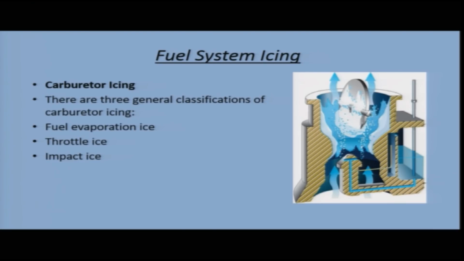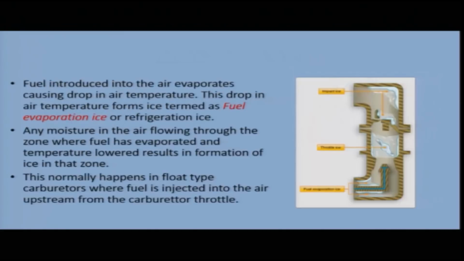In a carburetor, the ice that forms is generally of three types: fuel evaporation ice, throttle ice and impact ice. These are the different types of ice formation. Here in the picture you can see there is ice formation at various places. So, let us see the first type of ice, fuel evaporation ice.